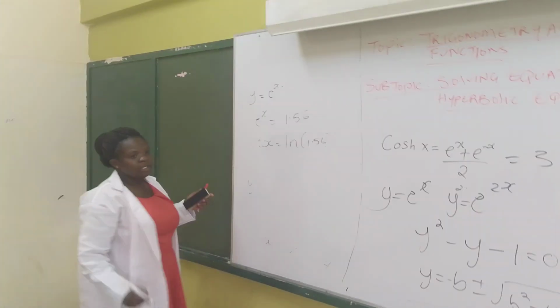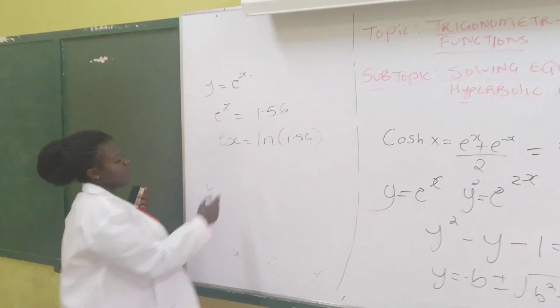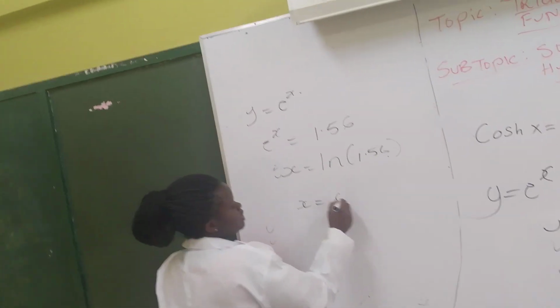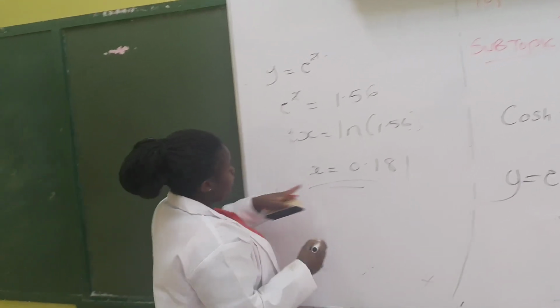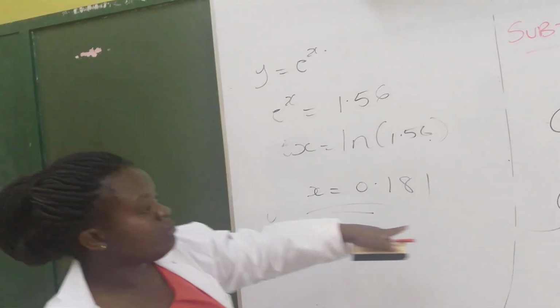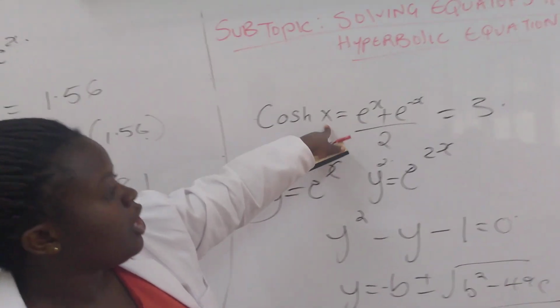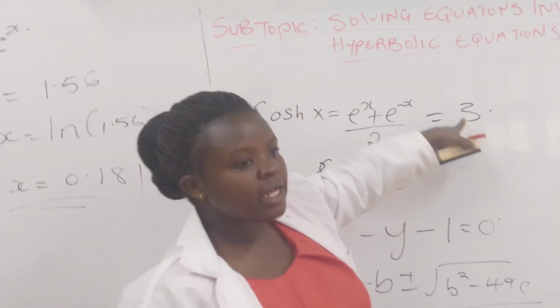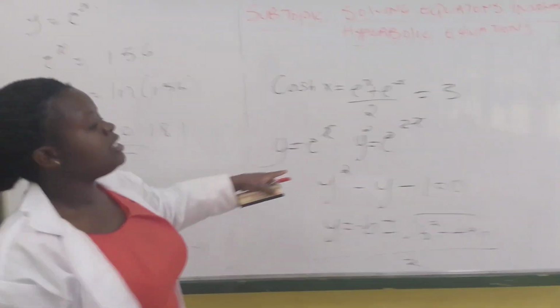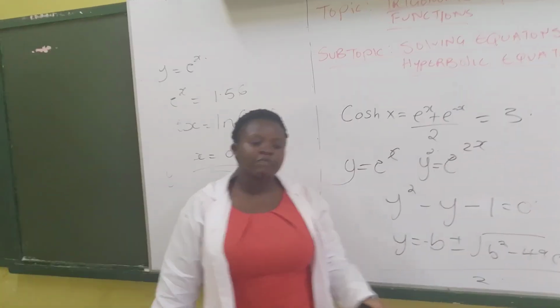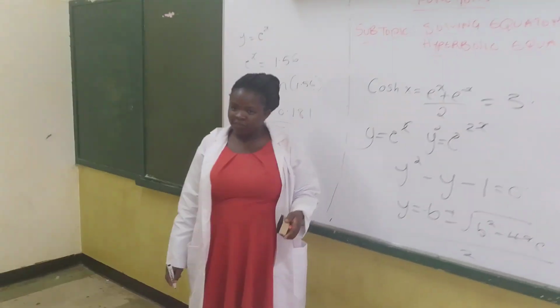Using your calculator, you will get your value of x to be equal to 0.181. When you get your value of x and replace it here in the cosh of x, you will get your value of 3. That is how you will prove that the answer you have gotten is equal to 3. That is how we solve an equation involving a hyperbolic function. Does anyone have a question up to there?